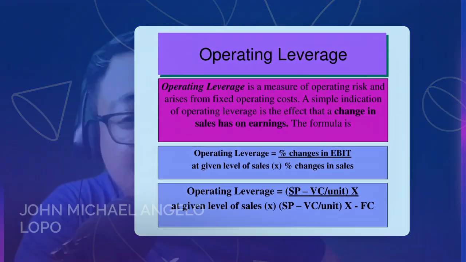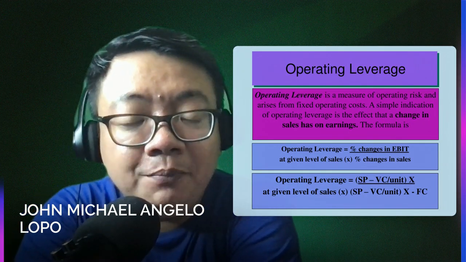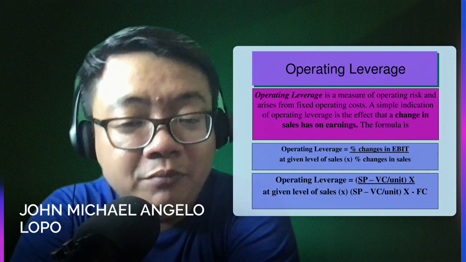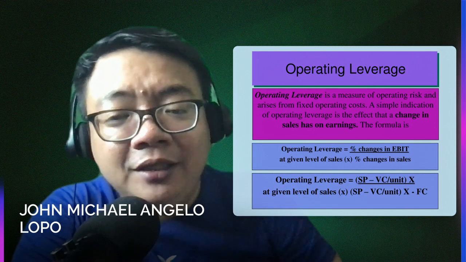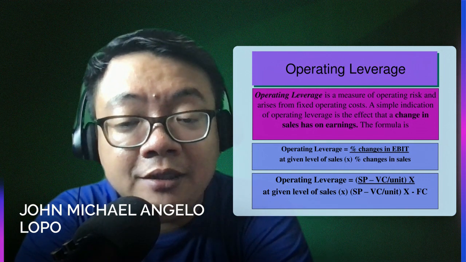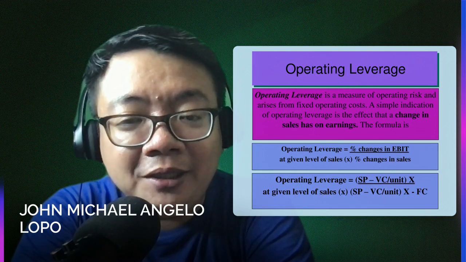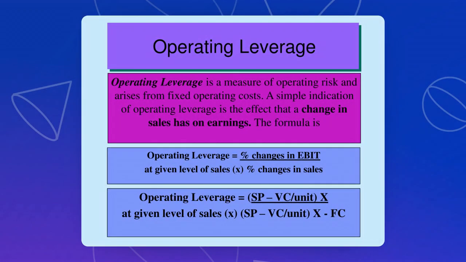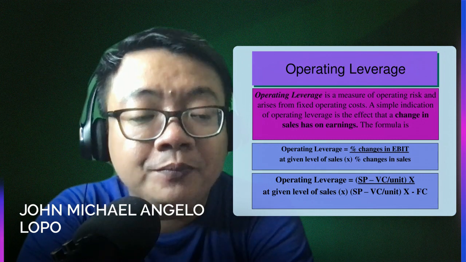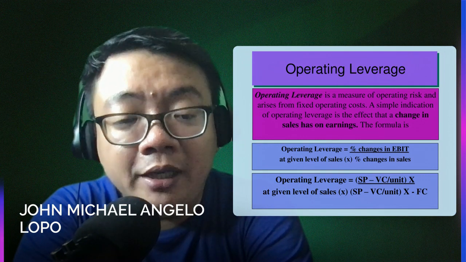That is why, class, the very first formula for operating leverage is the percentage change in EBIT divided by the percentage change in sales. We also know that the formula for operating leverage is contribution margin divided by net income. That's your number 2 formula. If you notice, sales price minus variable cost per unit multiplied by the volume is your contribution margin, divided by selling price minus variable cost per unit multiplied by the volume minus your fixed cost, which is your net income. So again, class, the formula for operating leverage is contribution margin divided by your net income.